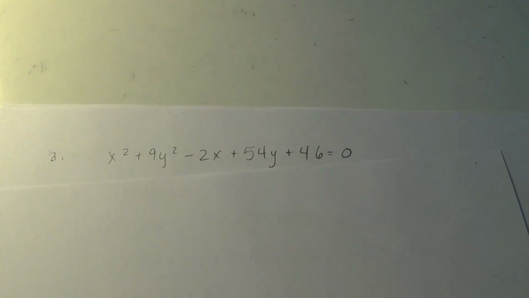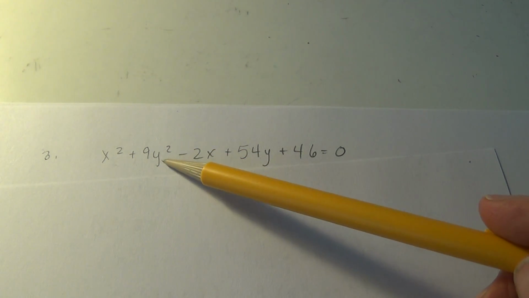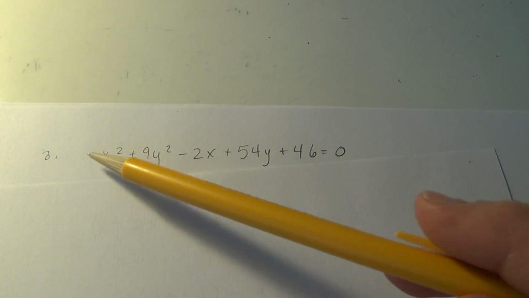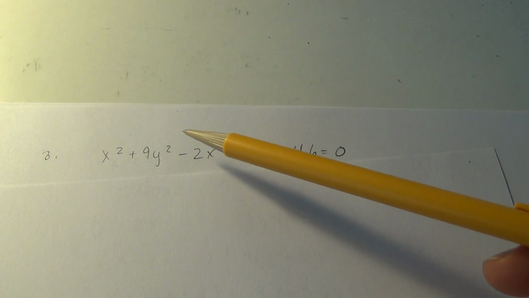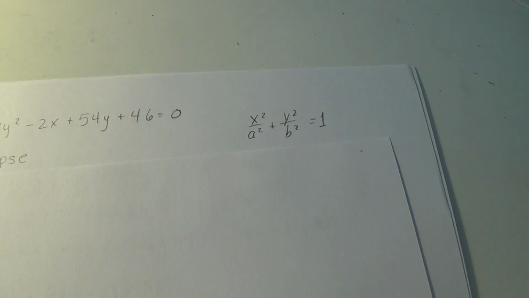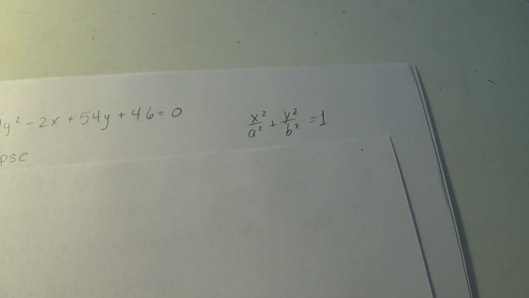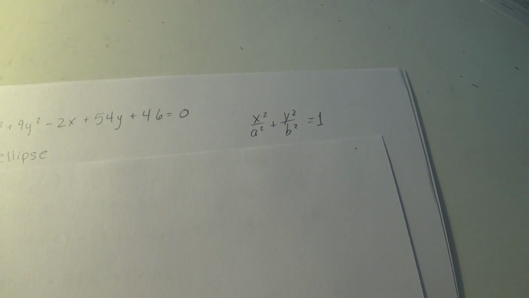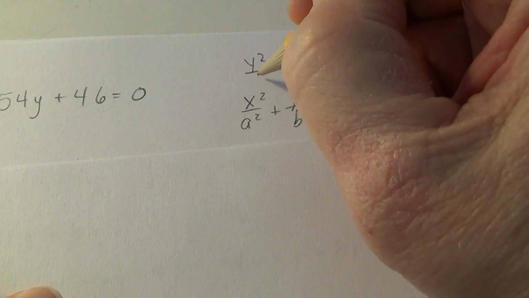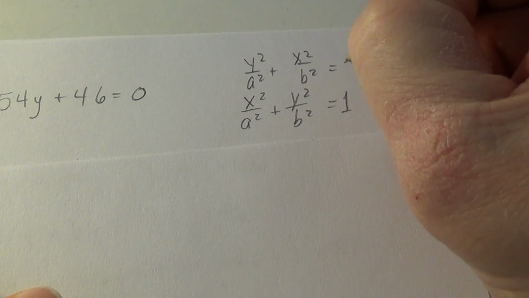Here we are on number 3, and we notice there's an x squared term and a y squared term, and we notice their coefficients are not equal, and they have the same sign, so that means we have an ellipse. The standard form for an ellipse is x squared over a squared plus y squared over b squared equals 1. Now sometimes we have the opposite. We have y squared over a squared plus x squared over b squared equals 1.